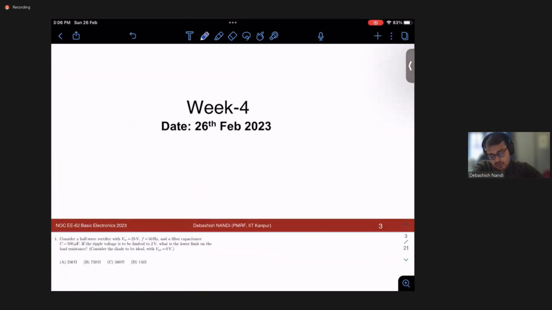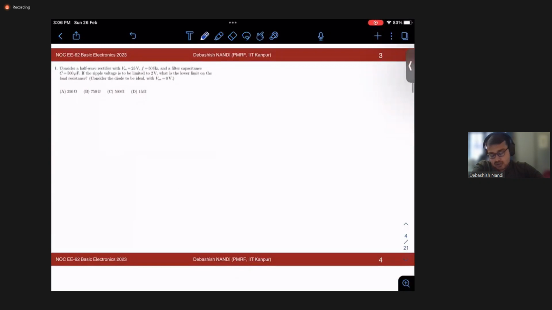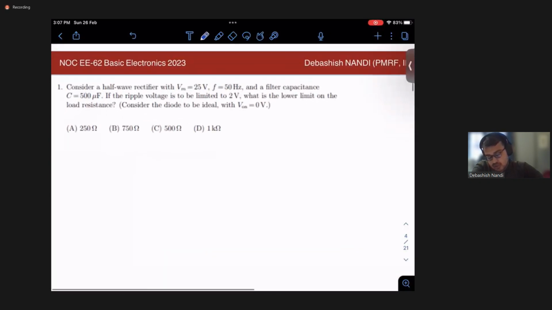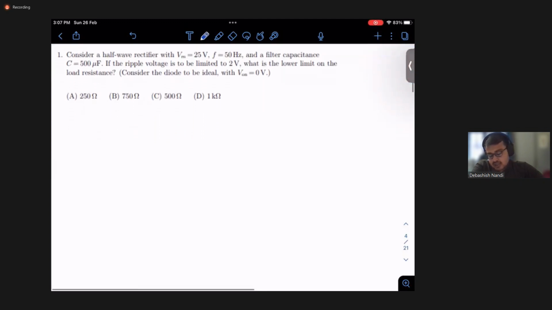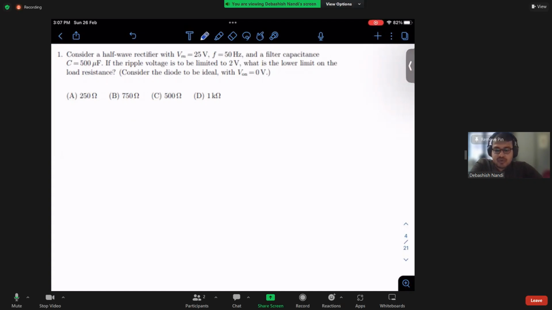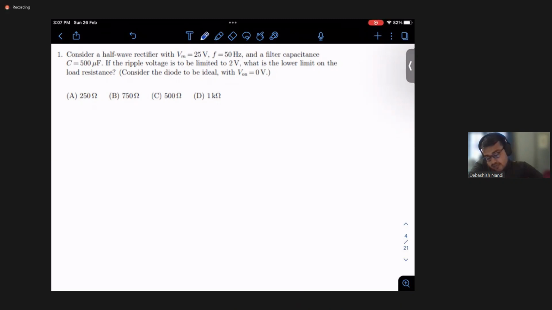So this is week 4 and we'll start. Let me just zoom into it. The question is asking: consider a half wave rectifier with peak voltage of 25 volts, frequency of 50 hertz, and a filter capacitance of 500 microfarad. The ripple voltage is to be limited to 2 volt. What is the lower limit of the load resistance? Let us first dwell into the topic.